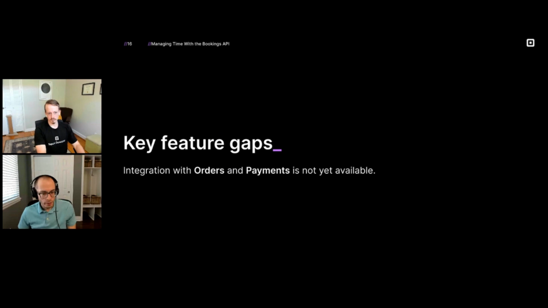A couple of key details before we turn things over to Q&A. The first, you might be wondering, what are the biggest feature gaps here compared to other parts of our API? And the biggest thing that's not available today is an integration with our orders and payments APIs. So you won't be able to access order information related to a booking, and you won't be able to pay for it in the API yet, but stay tuned for updates along these lines.